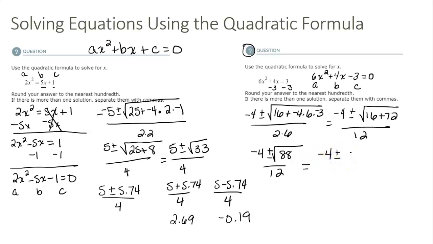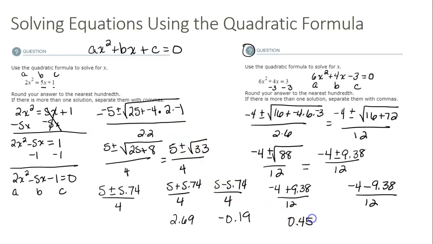The square root of 88 should have become 9.38. And when you divide this up into 2 problems, it's negative 4 plus 9.38 divided by 12, and negative 4 minus 9.38 divided by 12. Negative 4 plus 9.38. Hit enter, divide by 12. Gives me 0.45 if I round correctly.